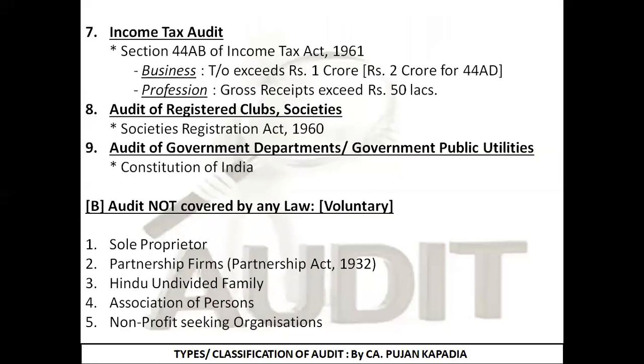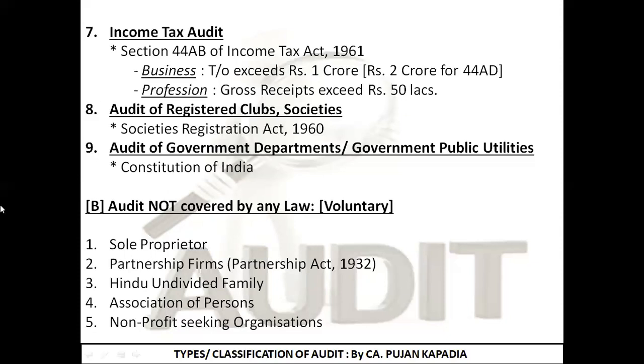Take a quick view on point number 7, 8, and 9, friends. Okay, friends. So basically, these 9 points were the compulsory type of audit. That is, it was required under law. The names of the laws or the names of the acts we have already studied.